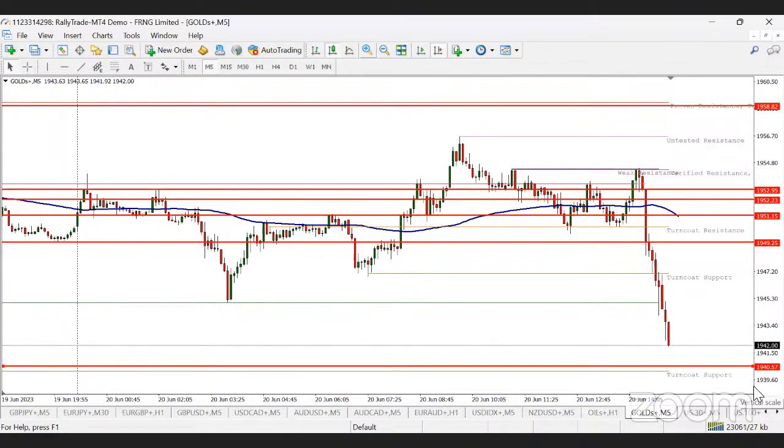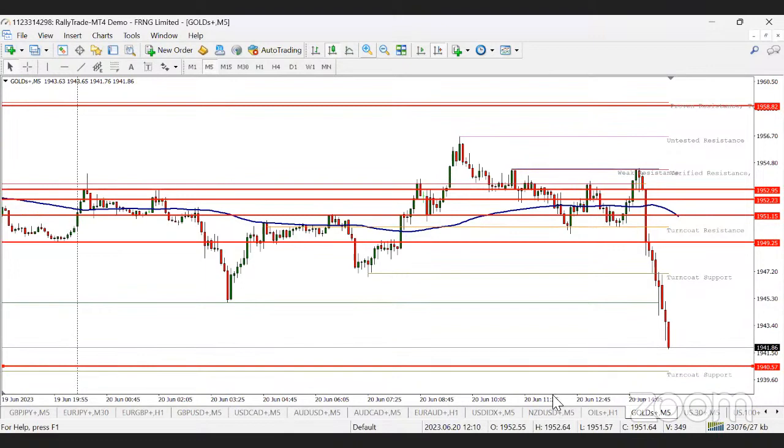And I told you that the reason why gold is falling is because of the massive strength in the US dollar. If you're already on the trade, you should already be on a very good profit. I don't know how many of you actually took the trade.